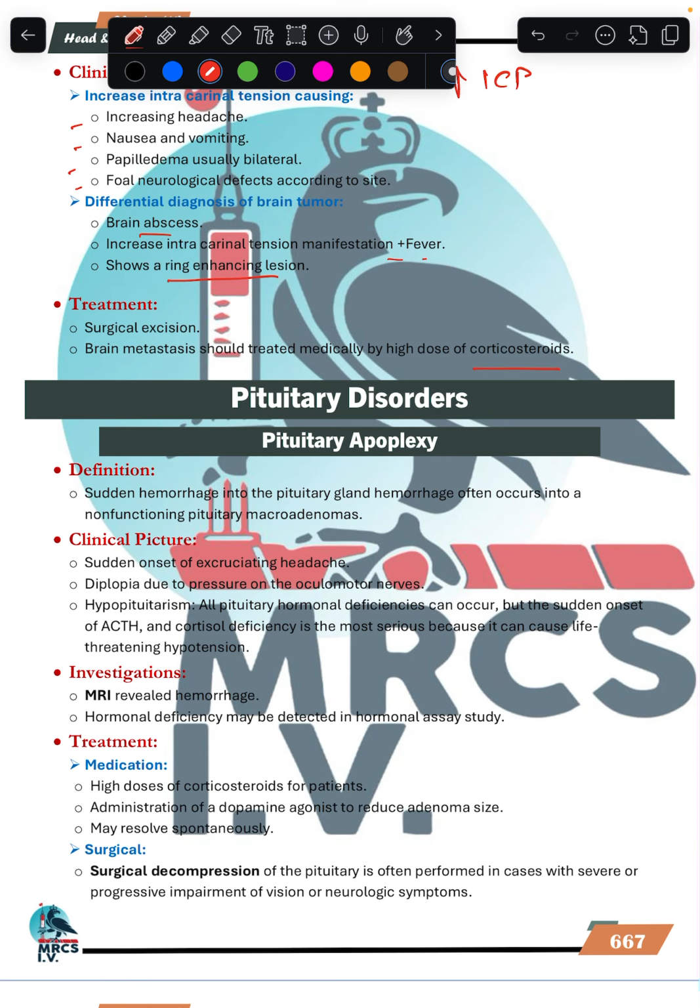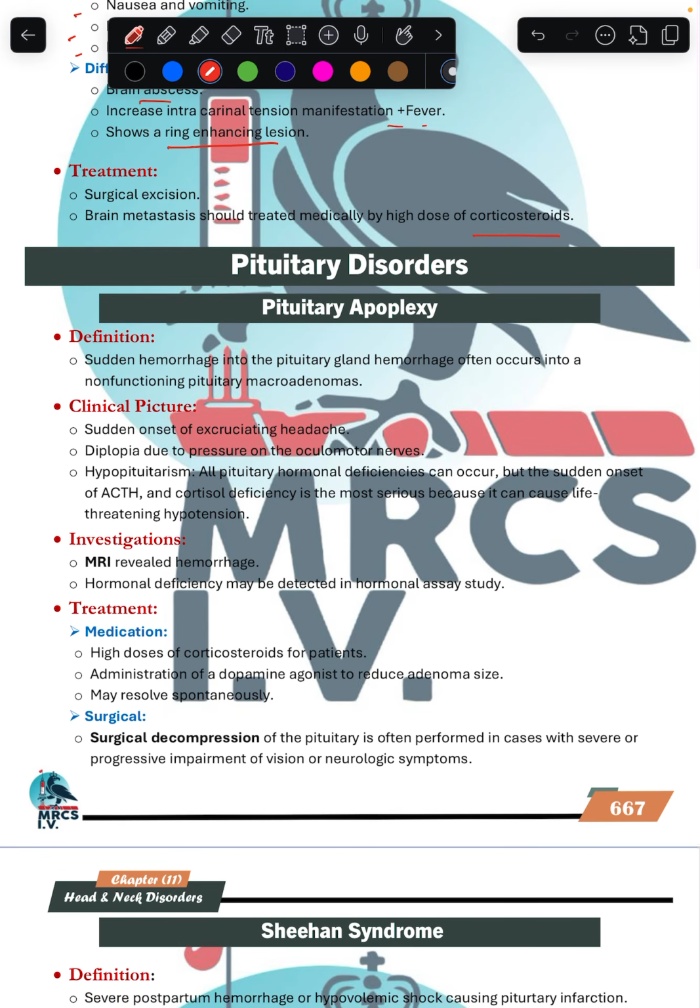So, coming to the pituitary disorders: apoplexy is a sudden hemorrhage into the pituitary gland. Hemorrhage often occurs in non-functioning pituitary adenomas. Sudden onset of excruciating headache, diplopia due to pressure on the oculomotor nerves, and hypopituitarism. All pituitary hormones are depressed and decreased, so all pituitary hormone deficiencies can occur.